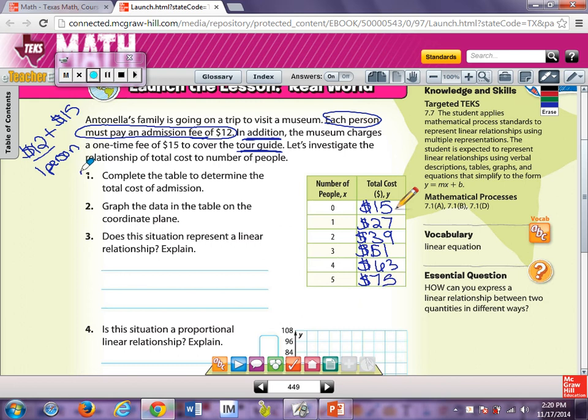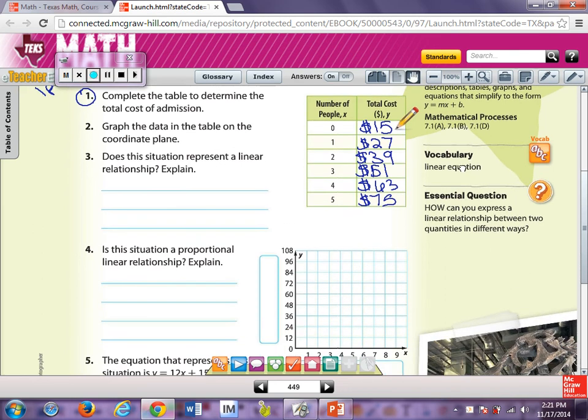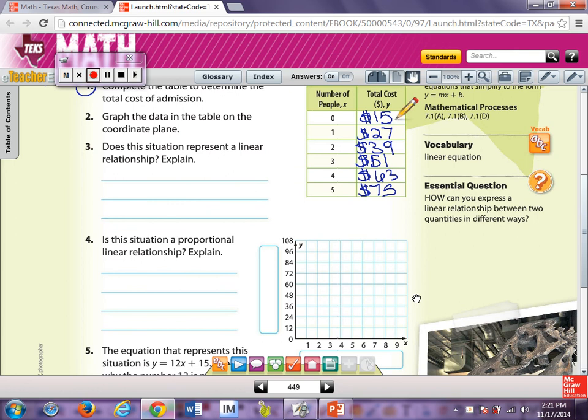Now, we did the first part. We completed the table. Next, graph the data in the table on the coordinate plane. So if we scroll down a little more, they give us a nice little table down here. And we'll go ahead and start to plot or graph our data. Now, I can't really read this graph too well, so I'm going to try to find some numbers that work a little easier for me. 75, 63, 51, 39. All right, so let's go ahead and just go for it. So for 0, here's 12. We'll say 15 is just a little bit above it, like right there.